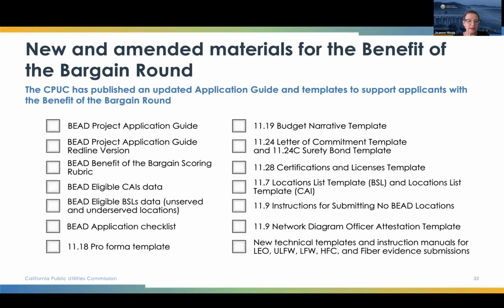It has the new scoring rubric, data about CAIs, data about BEAD eligible broadband serviceable locations, an application checklist, a template for the required pro forma, a template for the required budget narrative, templates for the surety bond and a letter of commitment, template for the certifications and licenses, templates for locations, the locations list, instructions for submitting no BEAD locations as discussed in some detail in the application guide, an officer attestation template for the network diagram, and then finally those templates and instruction manuals for submitting information about the different technologies to provide evidence to enable the CPUC to determine whether a given project meets the definition of priority.